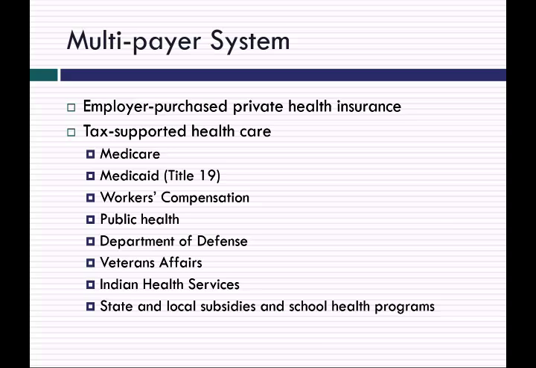Again, our entrepreneurial system in the U.S. is a multi-payer system. We have really two different layers. We have the employer-purchased or now individually purchased health insurance. That's the private sector. And then we have the governmental control and support, which is tax-supported health care. So these are some of the programs that come under that: Medicare, Medicaid, Workers' Comp, Public Health, Department of Defense, Veterans Affairs, Indian Health Services, and state and local subsidies and school health programs.